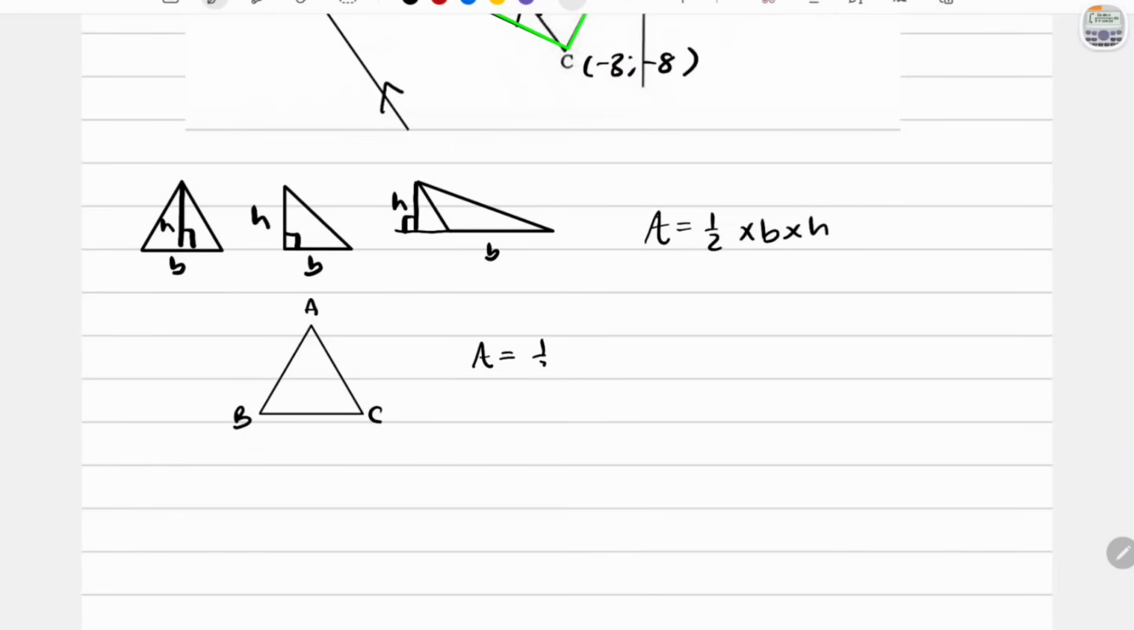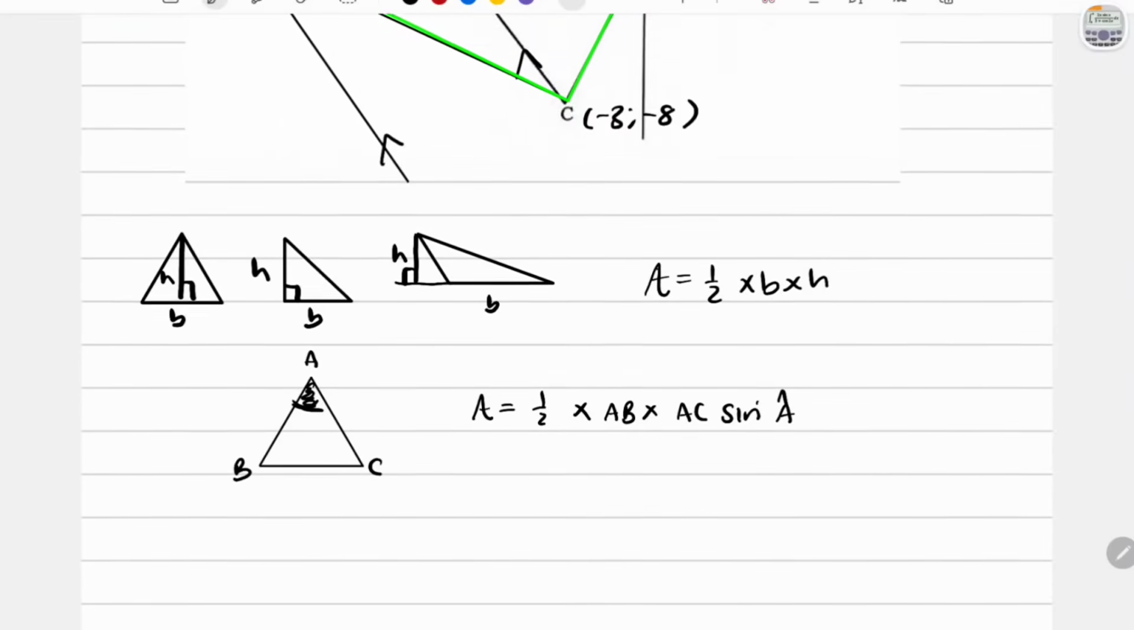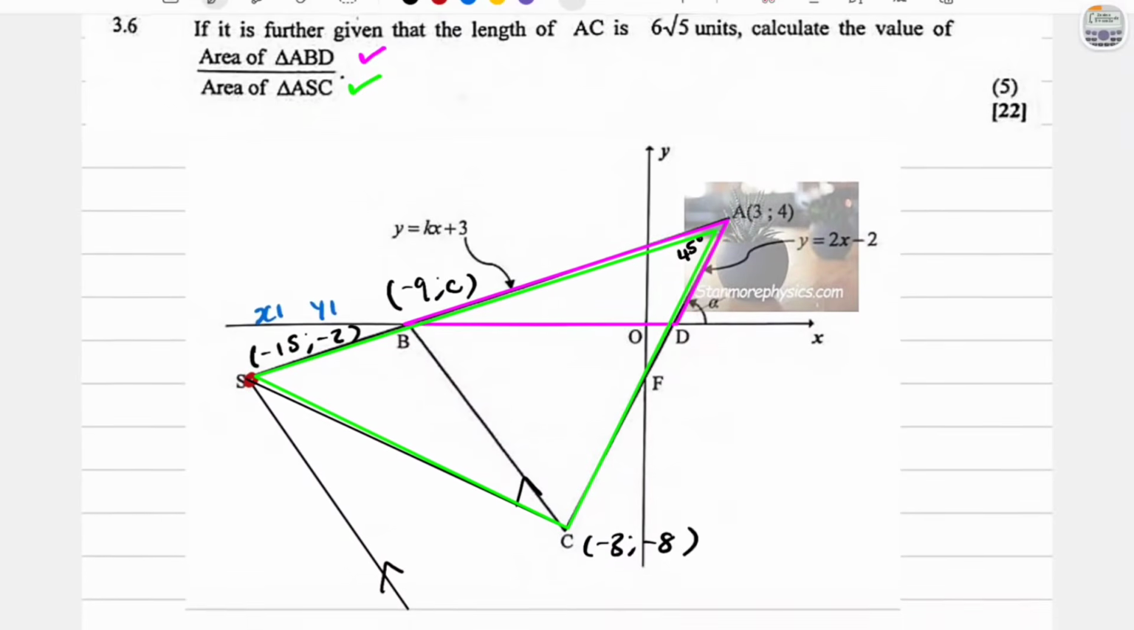Find the area by saying a half multiplied by the side AB multiplied by the side AC. And if you have the middle angle, you will say sine of angle A. So we have these two formulas, right? Let's just see how we can find the areas of each of these triangles.